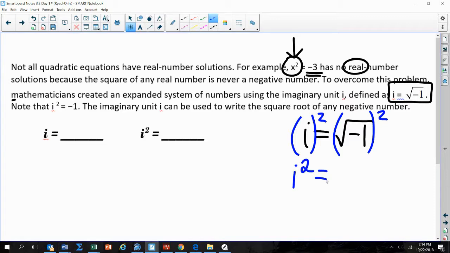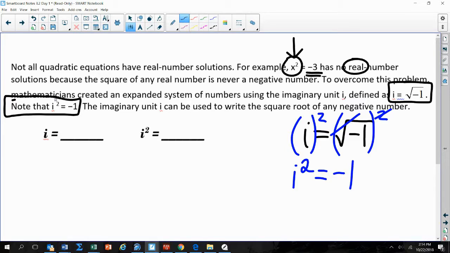Very good. If I square both sides of the equal sign, we get that i squared is, well look, squaring a square root. These are inverse operations. So it just leaves us with -1. See how naturally i squared is -1? Okay, that's what it notes over here. Note that i squared is negative 1. The imaginary unit i can be used to write the square root of any negative number.